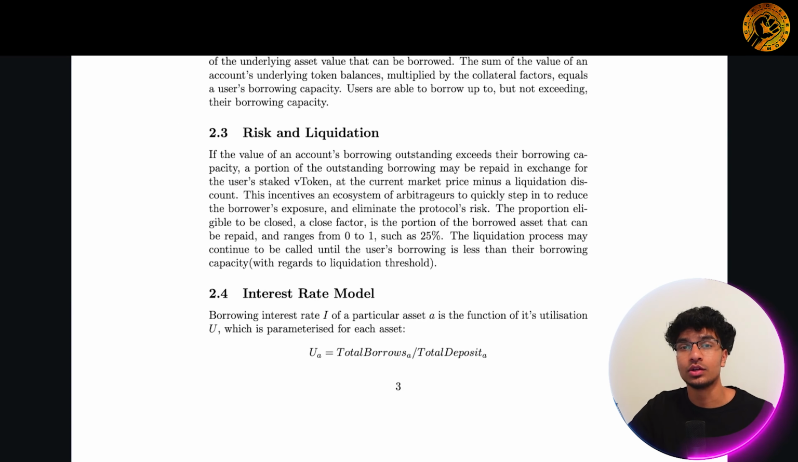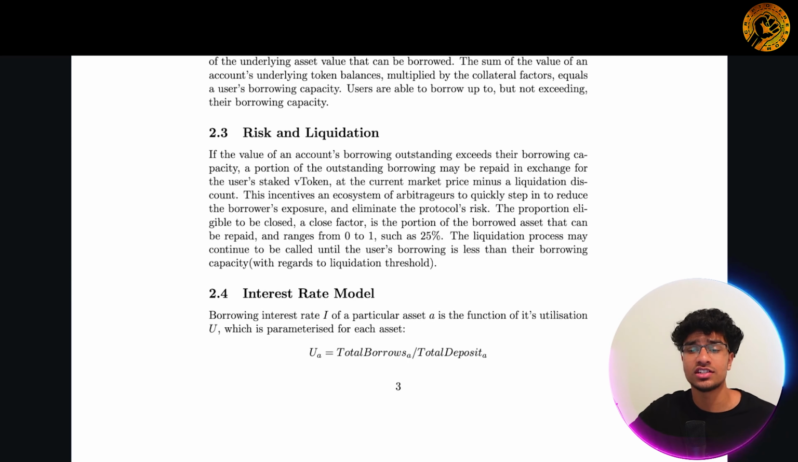Now for risk and liquidation, if the value of an account's outstanding borrowing exceeds their borrowing capacity, a portion of the outstanding borrowing may be repaid in exchange for the user's staked V token at the current market price minus a liquidation discount. This incentivizes an ecosystem of arbitrageurs to quickly step in to reduce the borrower's exposure and eliminate the protocol's risk. The proportion eligible to be closed, a close factor, is the portion of the borrowed asset that can be repaid and ranges from 0 to 1, such as 25%.